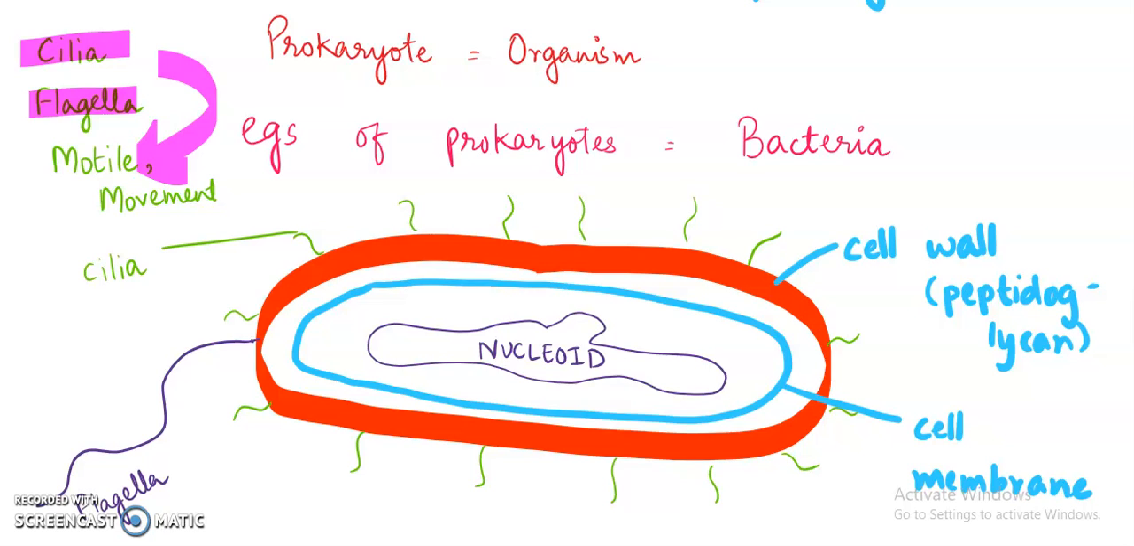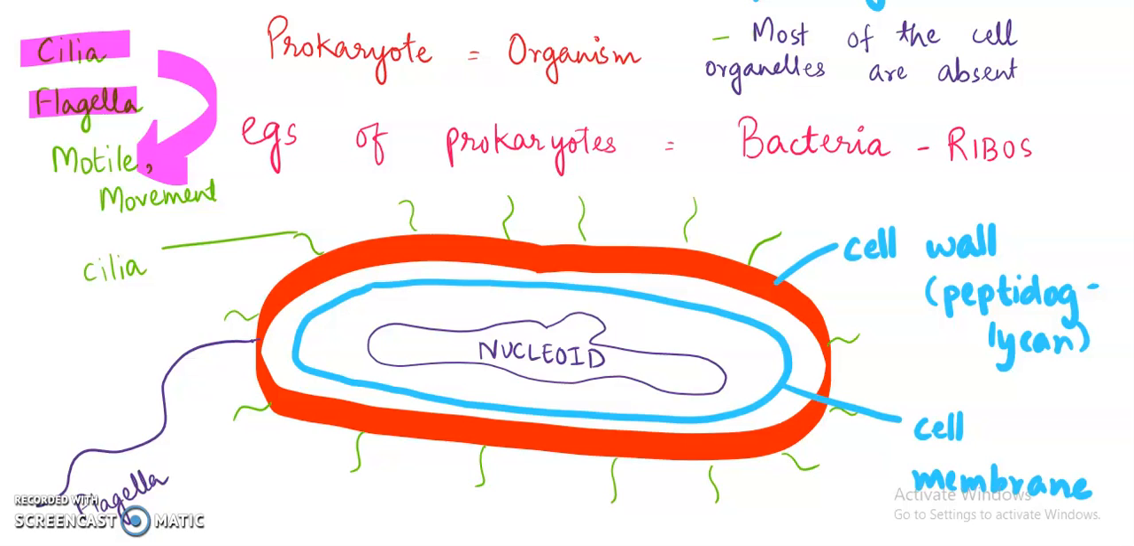Now another thing which you should note is most of the cell organelles are absent, right? So I'm going to write it for you. Most of the cell organelles are absent. Which cell organelle is present? Ribosomes are present. So these are all the characteristic features that you can write upon if you get a question.